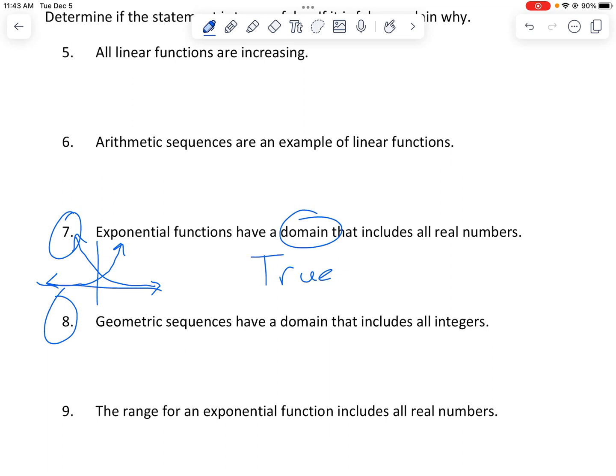The domain is all real numbers. Any number you could possibly think of, you can plug in. At least any real number you can plug in. And then let's go to question 8.